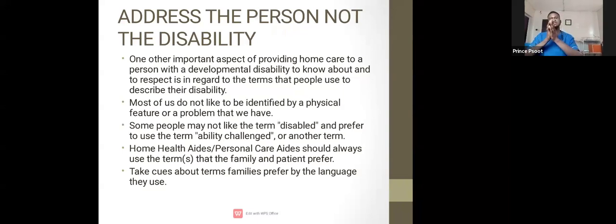Addressing the person, not the disability. Address the person, not the disability. One aspect that is very important when providing home care to a person with a developmental disability is to know about and respect the terms that people use to describe their disability.